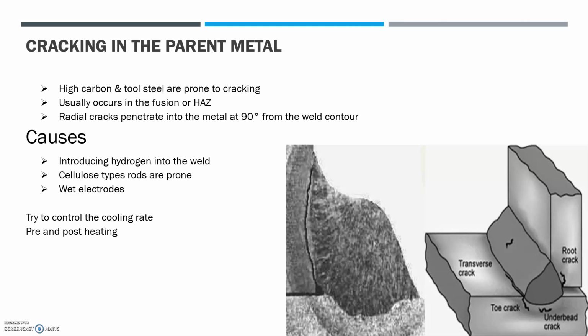Page 26, figure 10. High carbon steels are prone to cracking in the parent metal, usually around the heat affected zone. The main cause of this is introducing hydrogen into the weld. Controlling the cooling rate and pre- and post-heat treatments helps to reduce cracking. And one of the main things is to use low hydrogen electrodes.